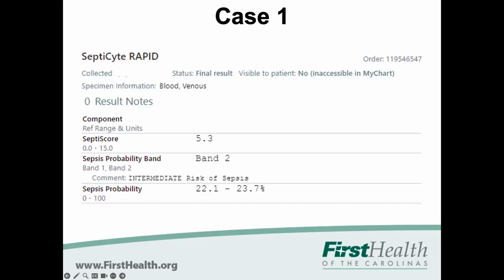Next slide. Obviously, during all of this time, his Septicyte Rapid also came back approximately 85 minutes after it was ordered. Now, again, that allows for the 60-minute runtime, as well as a few minutes, especially early on in our experience, in getting the sample and getting it to the lab and getting the result. This was a band 2 result, which yielded a sepsis probability somewhere in the low 20s. Next slide.